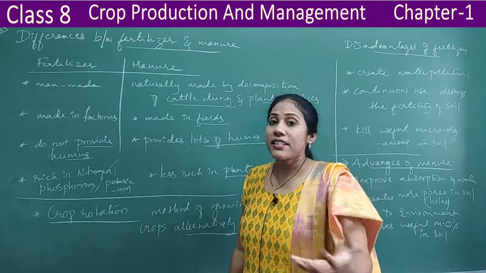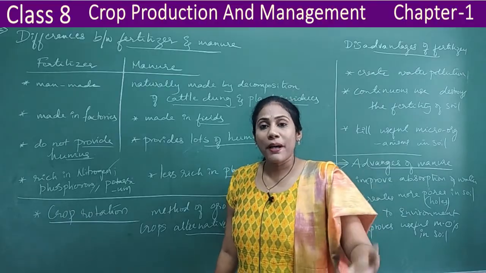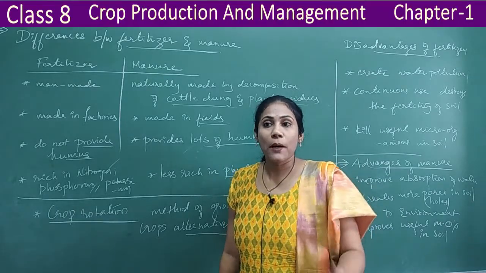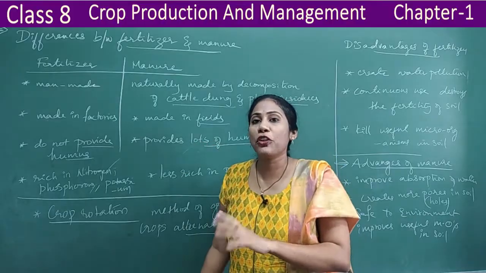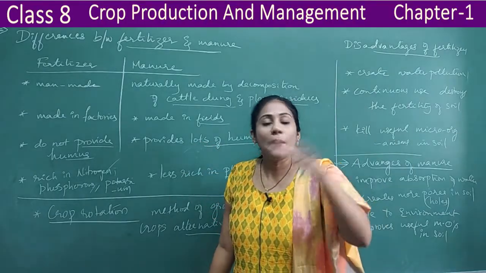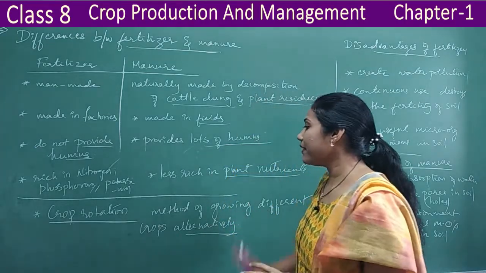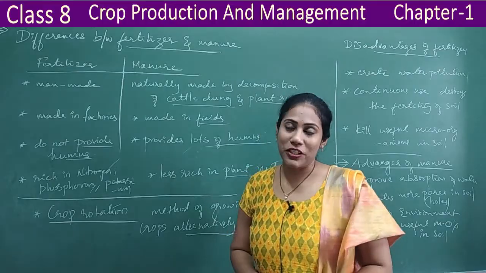Alternatively, it's not good to grow the same crop all through the year, and over the years. You have to change the crops. Say for about 6 months, if you have grown one crop, then you have to go for another type of crop, so that the soil gets exposed to all types of crops, and it gets all types of nutrients, right? So that method is called crop rotation, right?